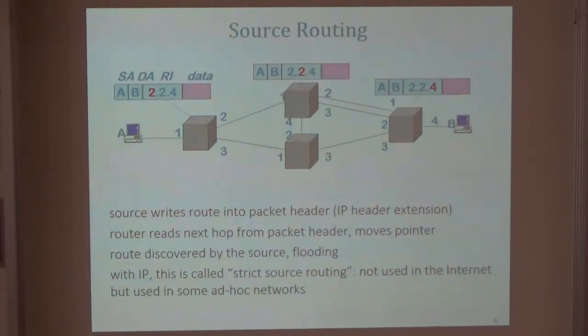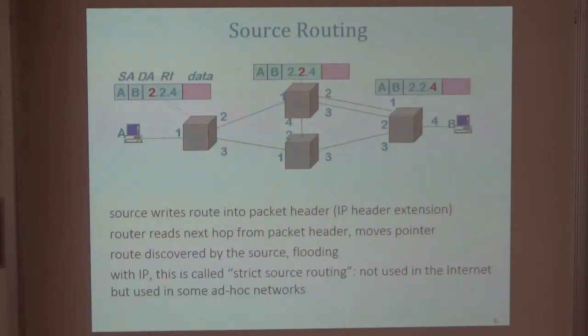So when A sends explorer packets to B, there are many routes in this network. For example, you can go via the top path or the bottom path or any combination of the two. And when that happens, all the different explorer packets, or at least the ones that are not dropped, will reach B, and within them, the routes that they have taken will be written.